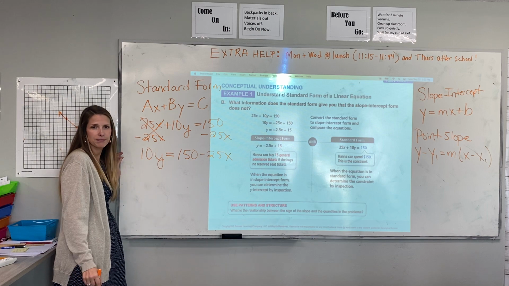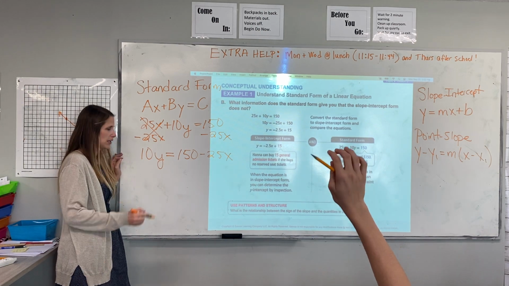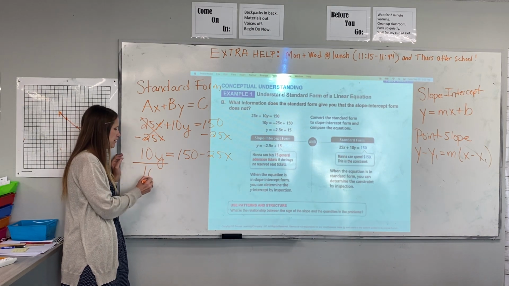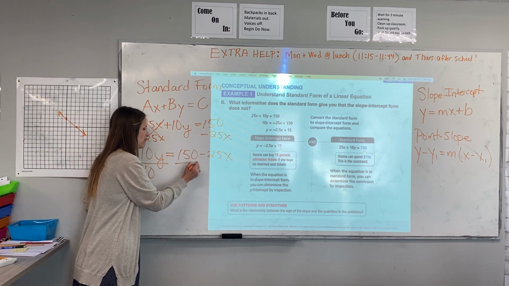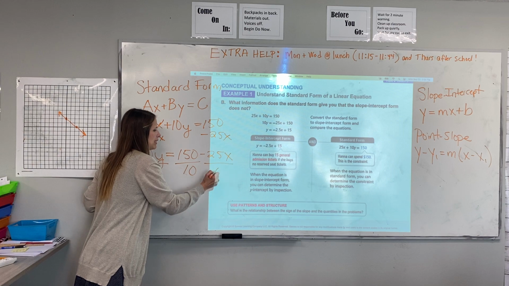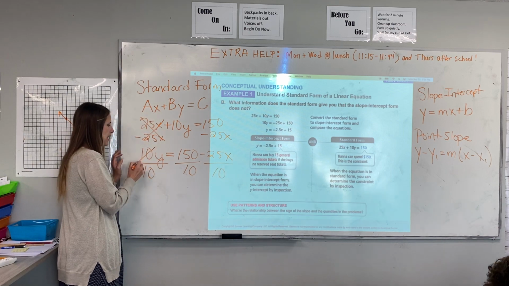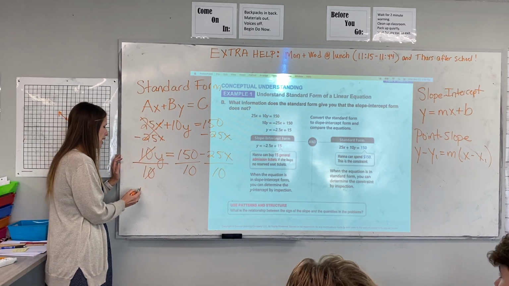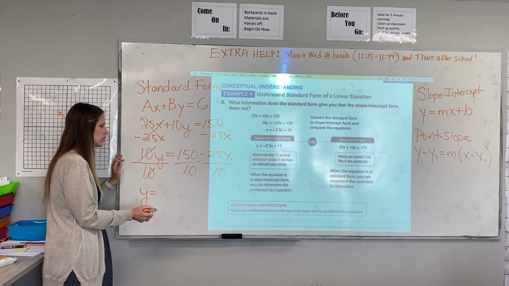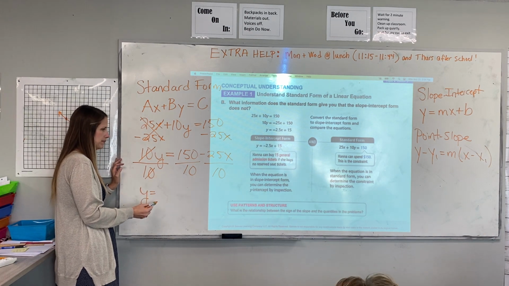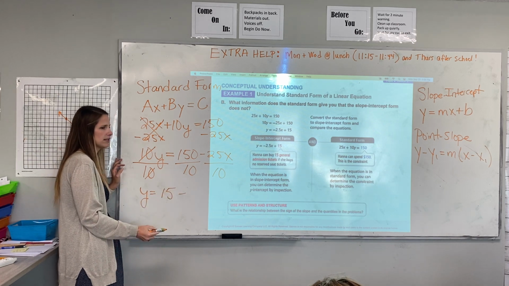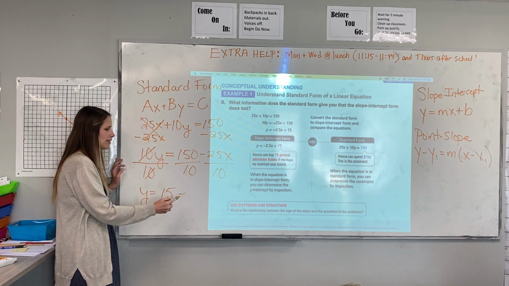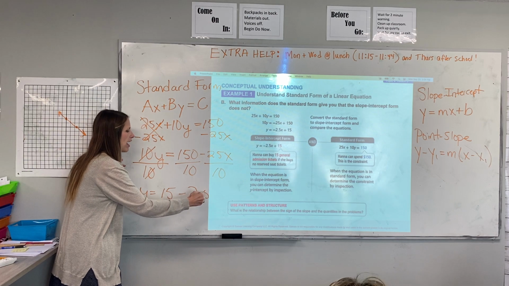What do we do next? You divide by 10 on both sides. This is very important: I have two terms here, so I need to divide both of them by 10. The tens cancel out, and I get y equals what? 15 minus a number. Negative 2.5x.